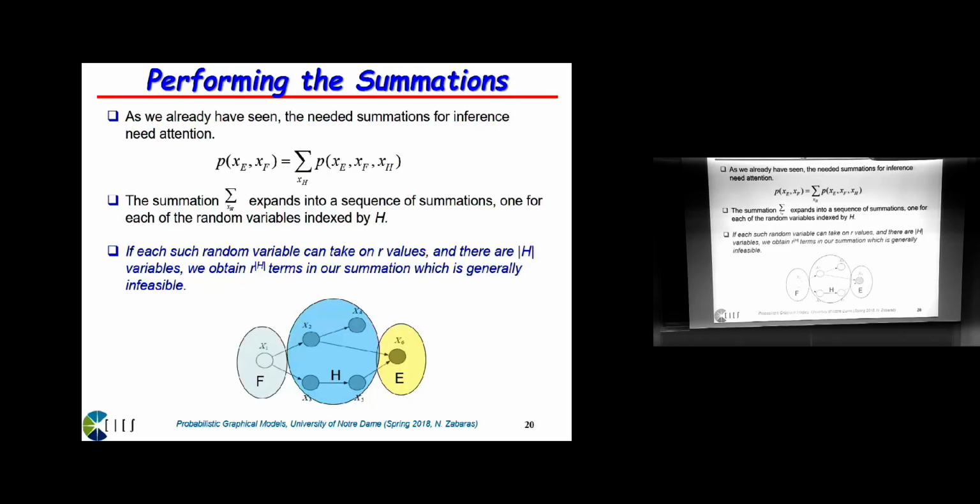Now, obviously, we want to find an effective way of doing the summations. Let's say we want to sum all these hidden variables out. Let's call the total number of hidden variables this. The summation over the hidden variables will result in a computation which will be r to this power, where r is the number of possible values that these variables can take.